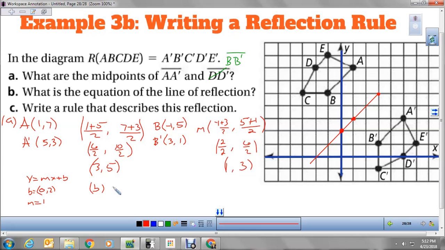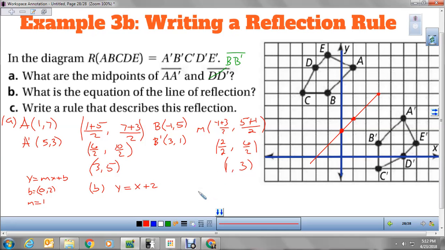So the equation here for part B, this was all part A. Part B is, what is the equation of the line? Well, that's going to be y is equal to x plus 2. So that is the equation of this red line here that we just drew. So it says, what rule describes this reflection?